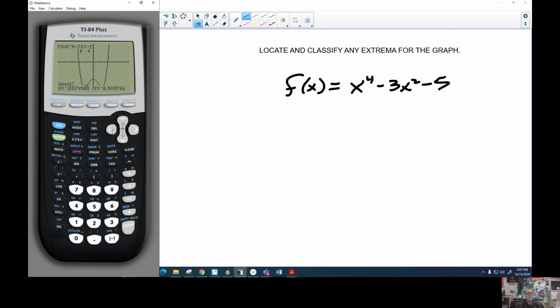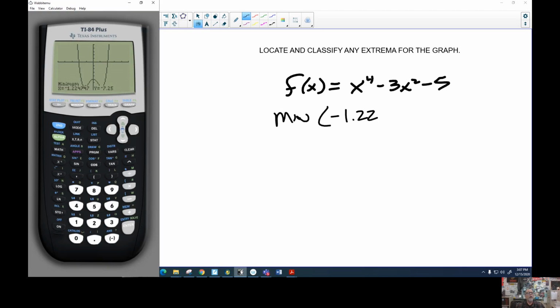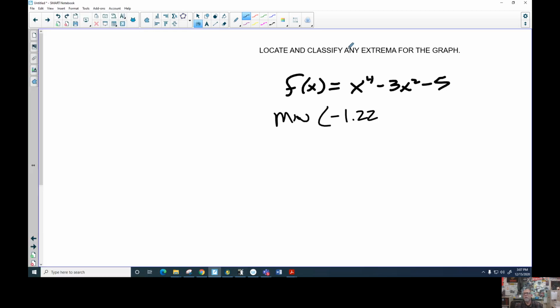If you want, you can go down there and kind of guess. All right, I think it's somewhere around here. But important is just hit enter again. And it tells me my minimum is at -1.22, -7.25. So I know right now I have a minimum at -1.22, and I forgot what it said. -7.25.